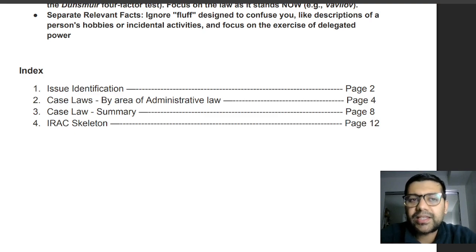And the last one is the IRAC skeleton. This is like the answer that I have already written. What you need to do is, next time you see a question, you pick this skeleton and start changing the details and writing your own words based on the scenario that has been given to you. So these are the four things that I'm covering over there.